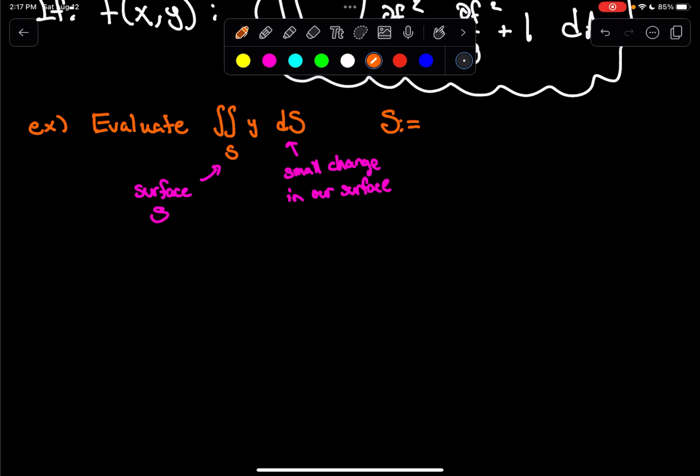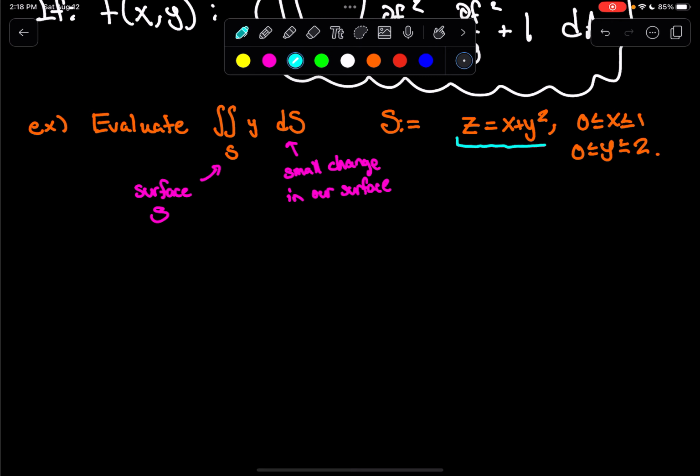Let's define it to be the surface where z is equal to x plus y squared, where 0 is less than or equal to x less than or equal to 1, and 0 is less than or equal to y less than or equal to 2. Okay, so let's go ahead and do this. Hopefully right off the bat, we can see that we have a relatively nice surface that we are integrating over. Okay, this isn't so bad.